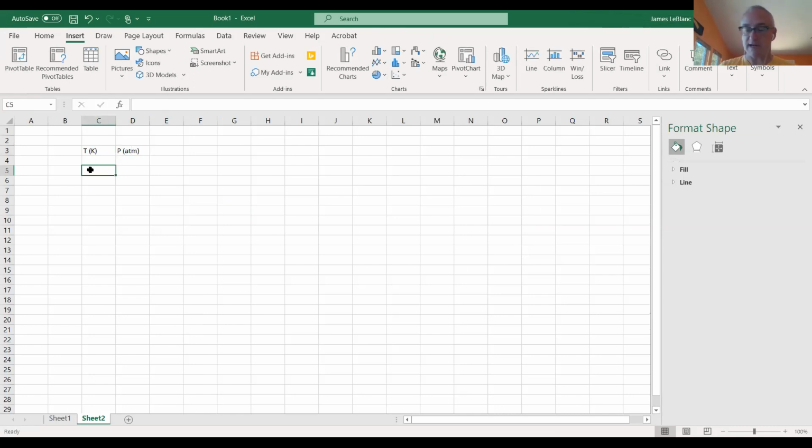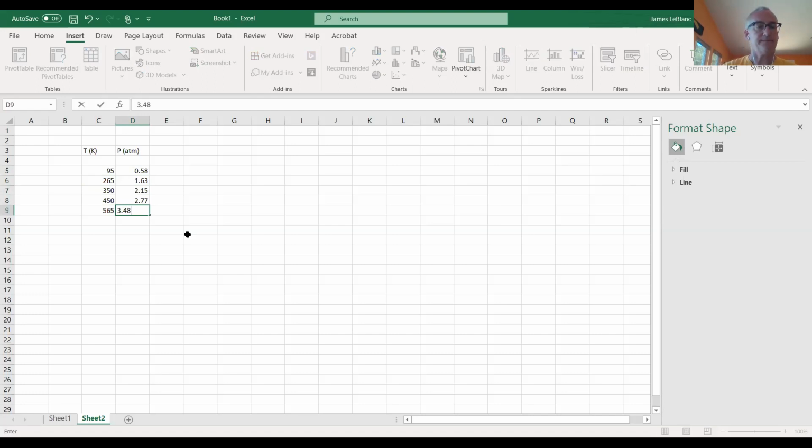So my first one was 95, second one was 265, third one was 350, fourth one 450, and my last one was 565. And remember, everyone's data is going to be different. So 0.58 atmospheres, 1.63, 2.15, 2.77, 3.48. At least we'll be able to find the data a little faster this time. So now I want to scatter.